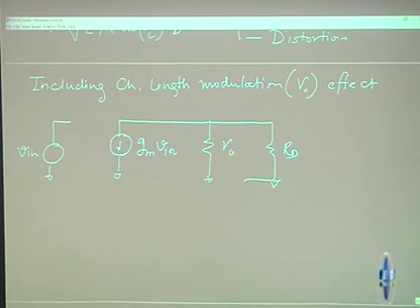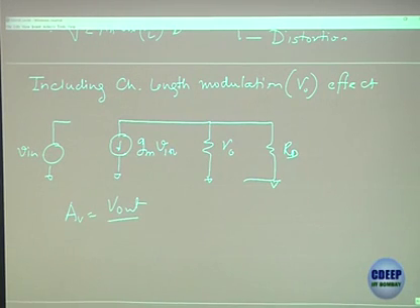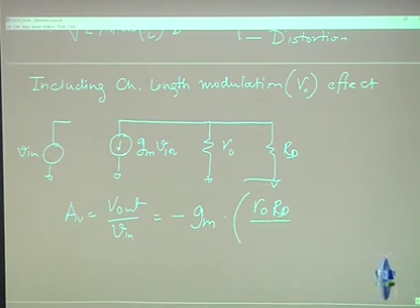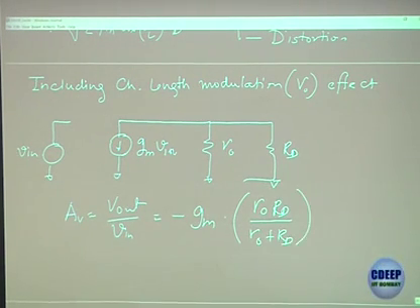So what is the gain now? So A V is equal to V out divided by V in is equal to minus GM times R out parallel with R D, okay, because these two resistors are in parallel and we know the formula for this is R out times R D divided by R out plus R D. So now it depends on who is dominating, is R out dominating or R D dominating in this expression, right.